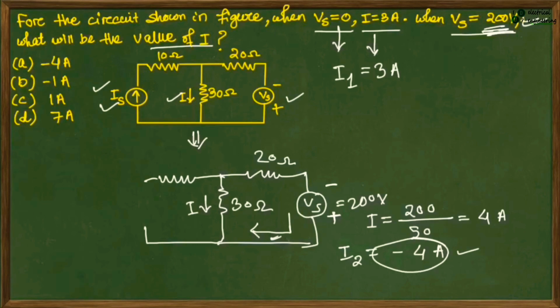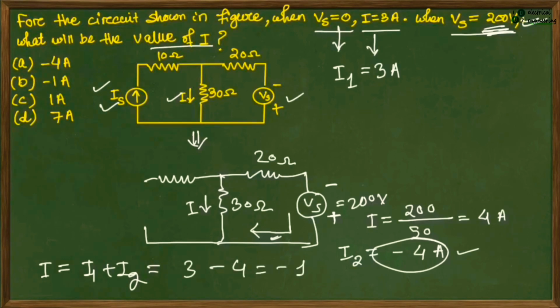Now let's apply the superposition theorem. The net current flowing through this 30 ohm resistance is equal to the individual responses: the current flowing through this 30 ohm resistance due to the current source, plus the current flowing through this 30 ohm resistance due to the voltage source Vs. So I1 plus I2. This is 3 and this is minus 4, so this is minus 1 ampere. The current flowing through this 30 ohm resistance will be equal to minus 1 ampere. So option B is the right answer. Now let's move on to the next question.